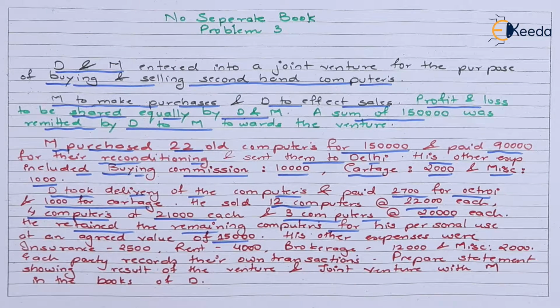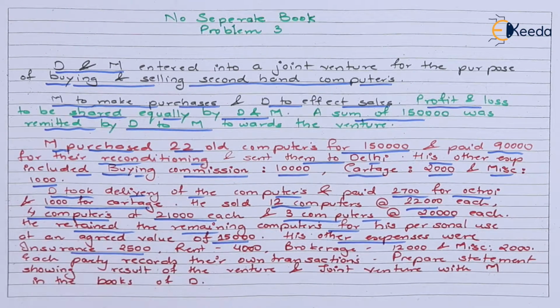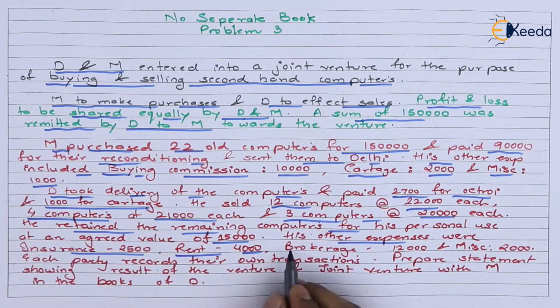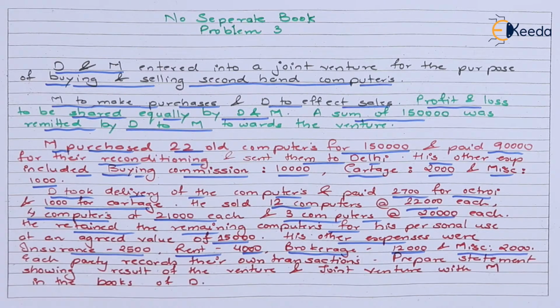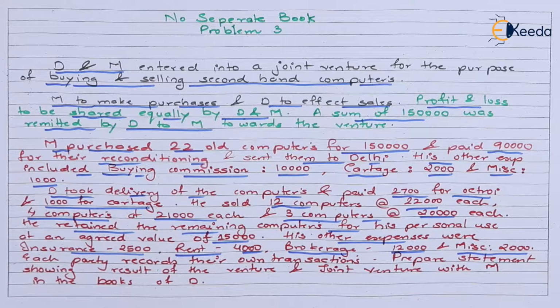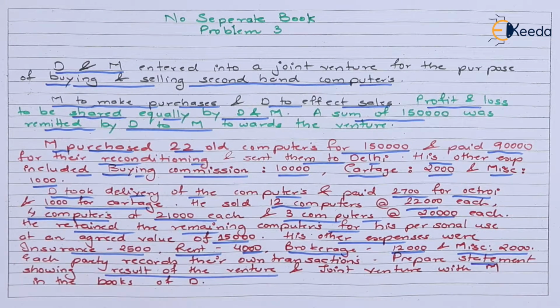His other expenses included insurance, which amounted to 2,500, then rent, which was 4,000, then came brokerage, which was 12,000, and miscellaneous expenses, which amounted to 2,000. Now, each party records their own transaction, which has been mentioned in the question. You're supposed to show the statement showing the final result of the venture. And then you have to prepare the joint venture with M account in the books of D. That means joint venture with M in the books of D is what you have to prepare.